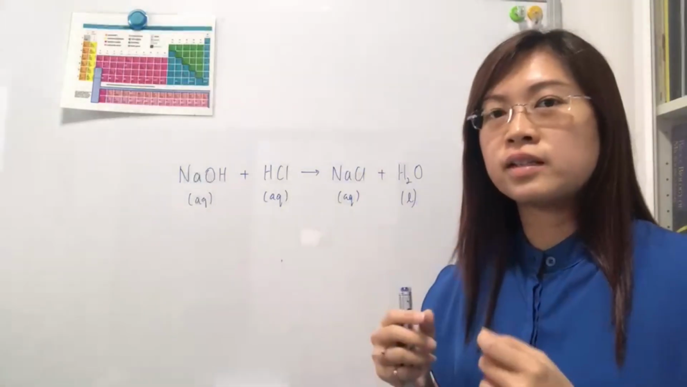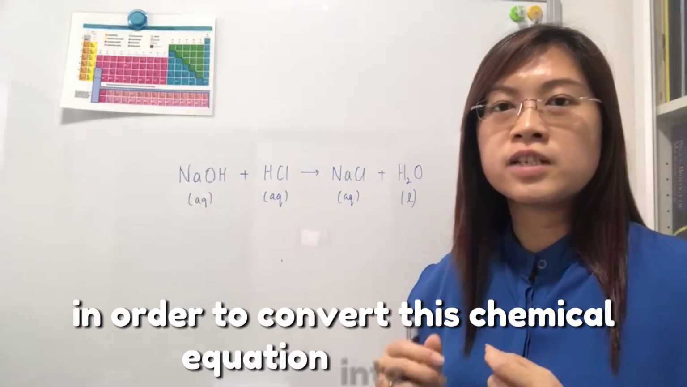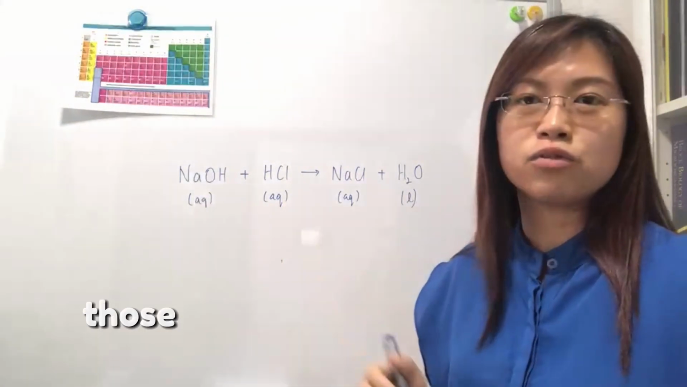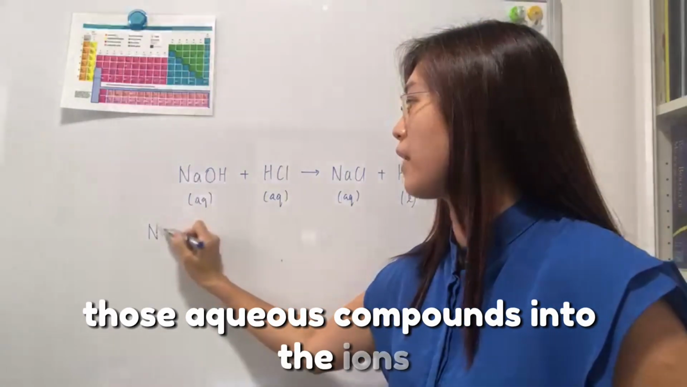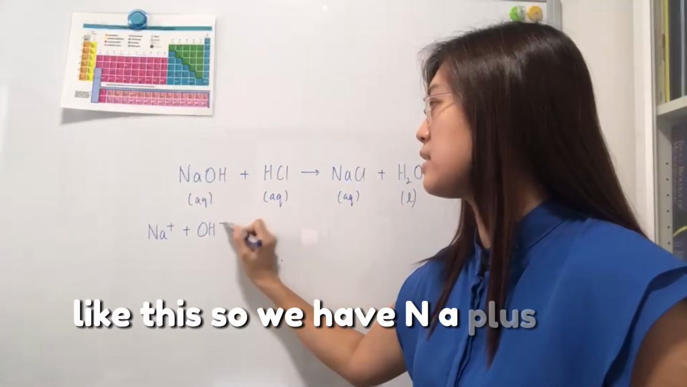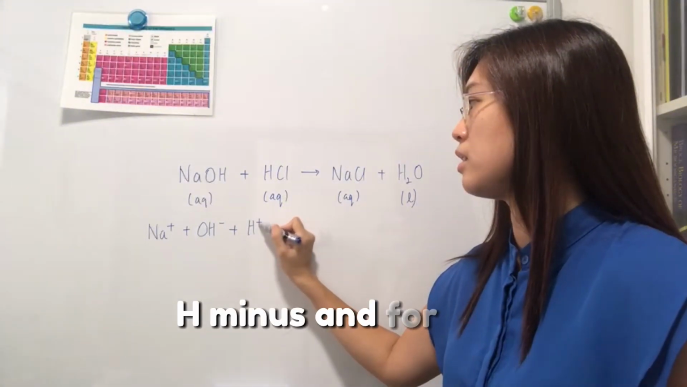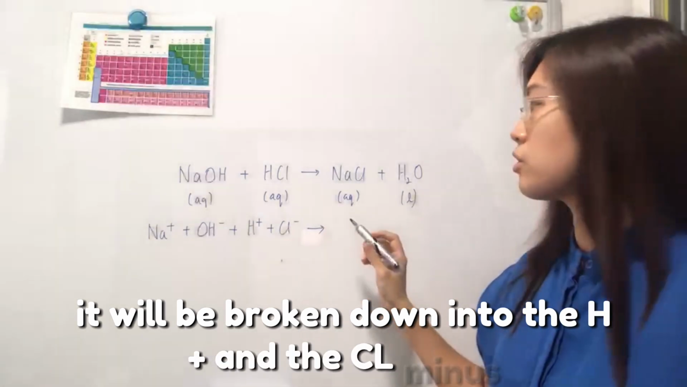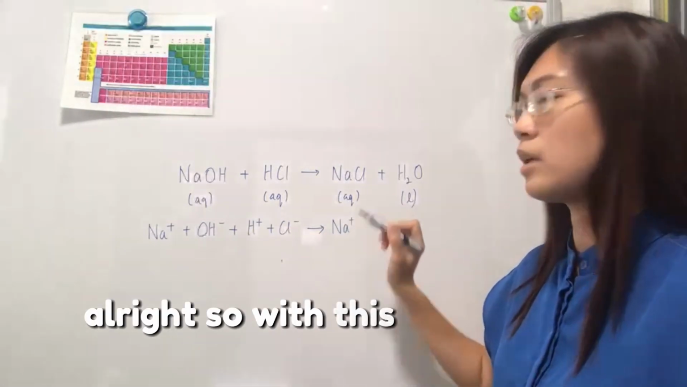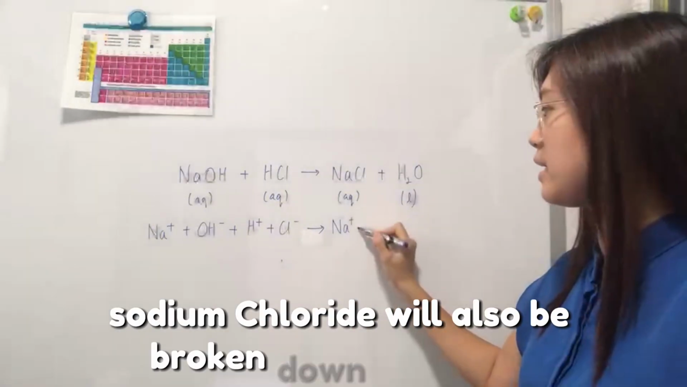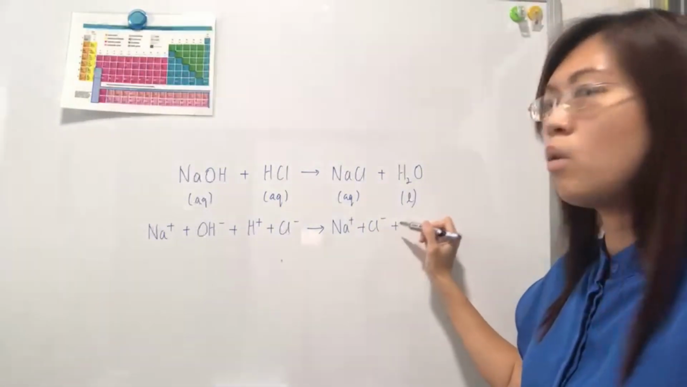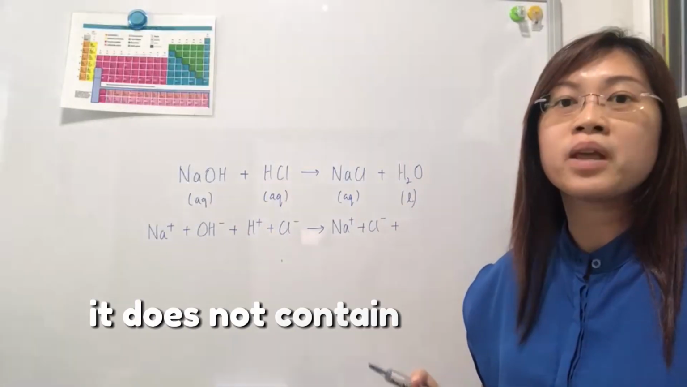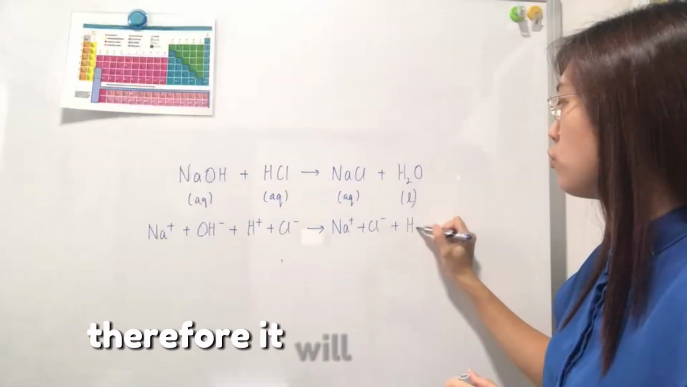Okay, so in order to convert this chemical equation into an ionic equation, first of all, we have to break down those aqueous compounds into ions, like this. So we have Na+ and OH-, and the hydrochloric acid will be broken down into H+ and Cl-. What about the sodium chloride? Yes, sodium chloride will also be broken down into Na+ and Cl-. But the water molecule, because it is a covalent molecule, does not contain any mobile ions at all. Therefore, it will remain as H2O.